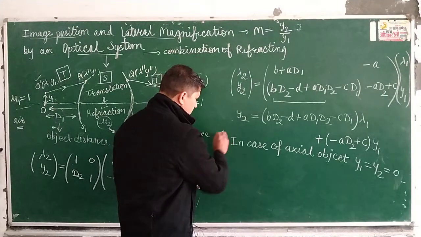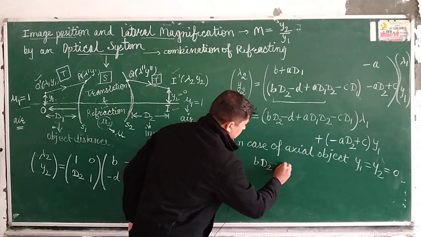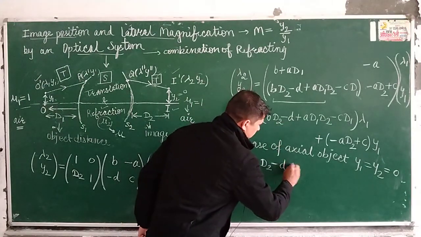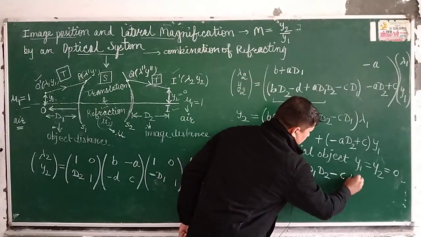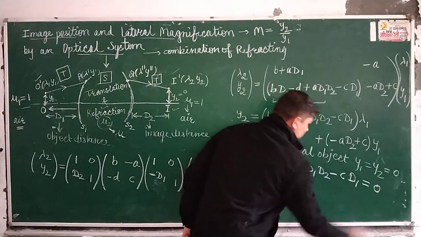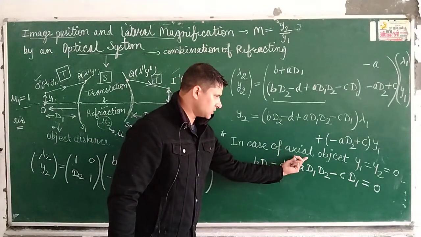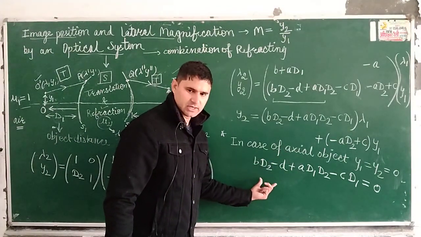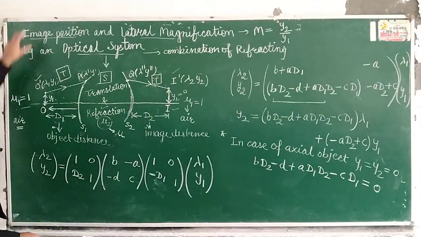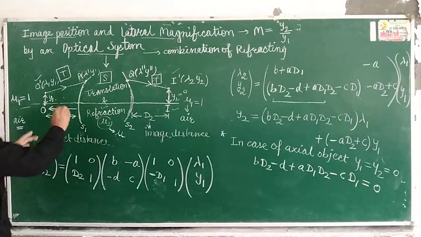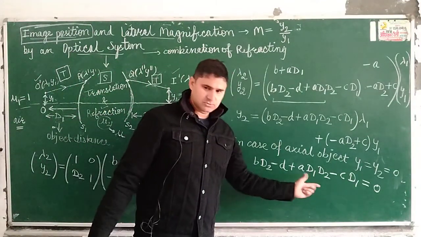So for this particular case, this has to be equal to 0, or I will write b d2 minus small d plus a d1 and d2 minus c d1, this has to be equal to 0. So from here, for this particular position of the object, you can establish the relation between d1 and d2, and d1 and d2 are the position of image and object with respect to refracting surfaces. So one of the tasks we have solved here, we have calculated the relation between the image position and object position.